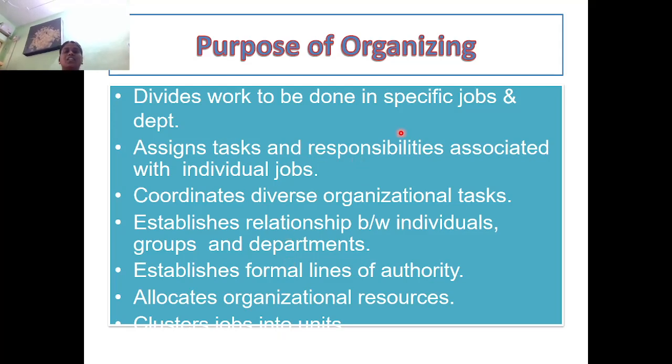What work a person has to do, that specific job it will tell, and what their responsibilities are in individual tasks, that it will tell, and who has to do what work, that coordination will be given. An individual will form a group and a group will form a department, and there is a formal line of authority from the superior to the foreman; you can see the flow of the line of authority. It allocates organizational resources: where, what and how the resources can be allocated.